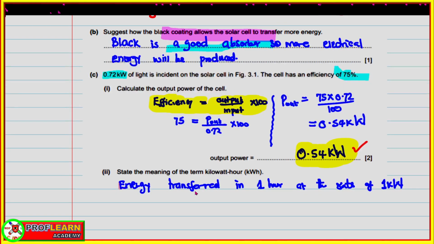State the meaning of the term kilowatt hour. Kilowatt hour is the energy transferred in 1 hour. So you may find that it is the amount of energy transferred in 1 hour at a rate of 1 kilowatt.